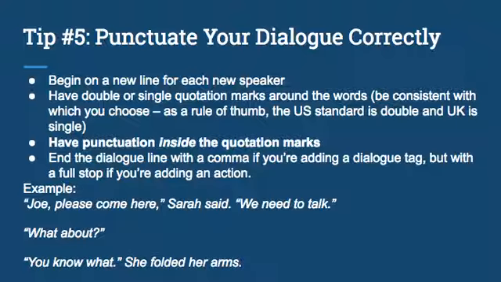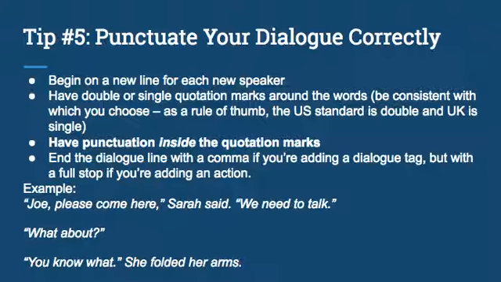Here in the United States, we use the double quotation marks around the words that are being spoken, so that represents actual, like, someone actually speaking. Have the punctuation inside the quotation marks. And then if you're ending a dialogue with a comma, you're adding a dialogue tag. But if you're ending it with an action, then put a full stop with a period. So check out the examples below.